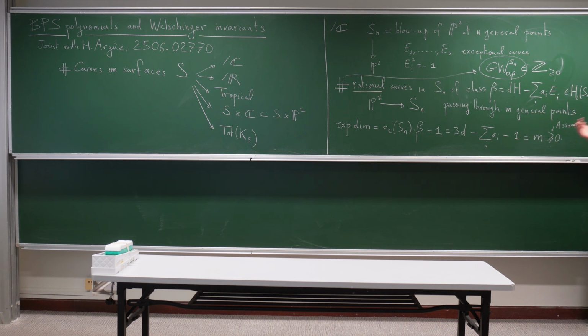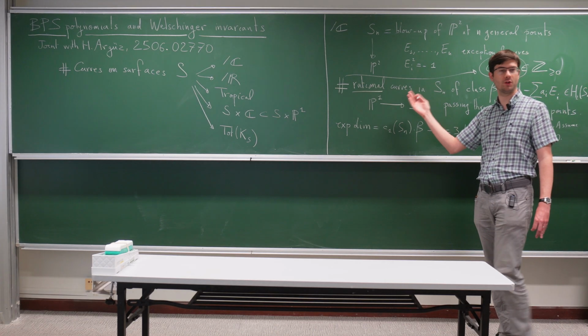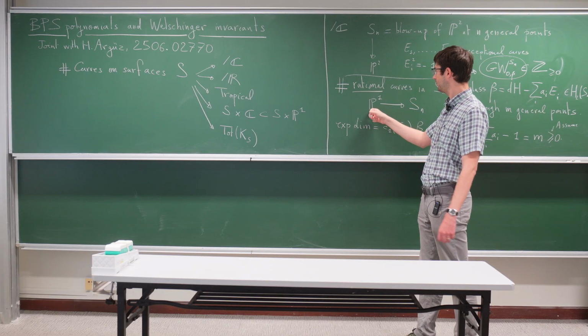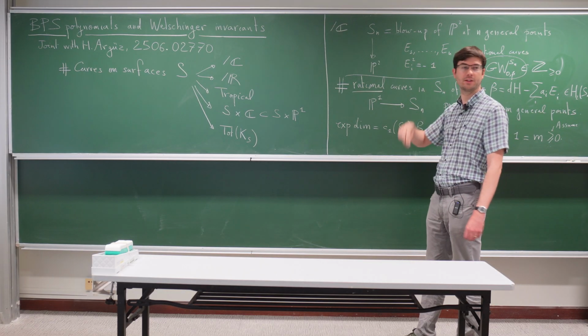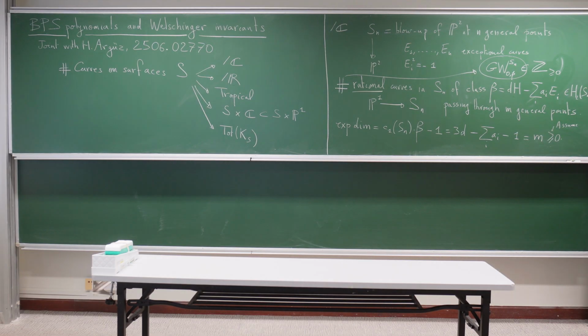If you're in the Del Pezzo situation, if n is at most 8, it's possible to show that if everything is indeed in general position, there are actually finitely many such curves. And they are all very nice. The images of these curves have at most nodal singularities, so they're all very nice curves. And this thing is the honest count of these curves.